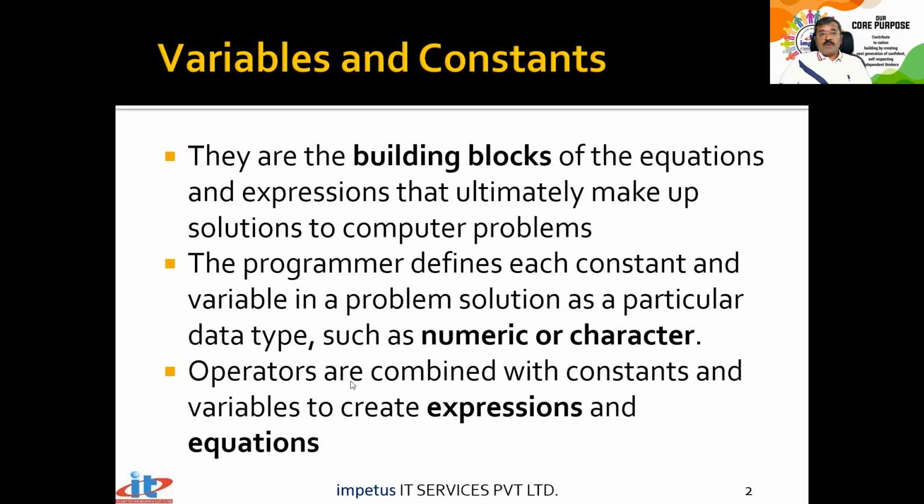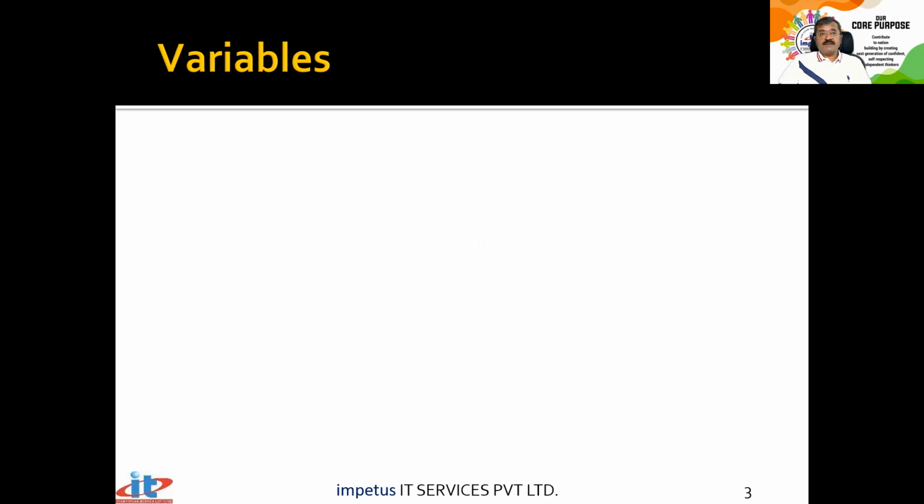Operators are combined with these constants and variables to create expressions and equations. If I say A plus B, plus is an operator, and A and B are variables. But I could say A plus 5, where 5 is a constant whose value will never change. The value of A can change, but 5 is constant, A is a variable, and plus is an operator. Operators specify what operations you plan to carry out on that particular data.